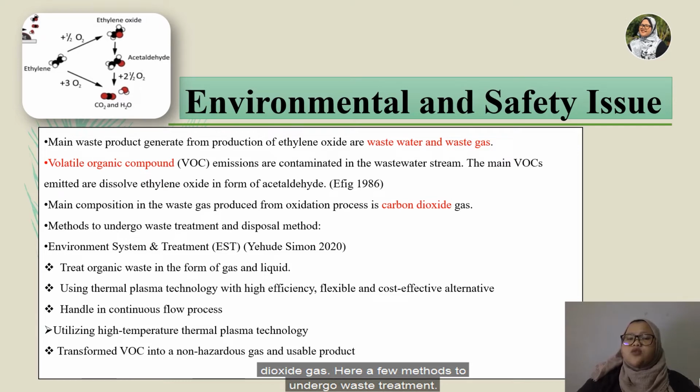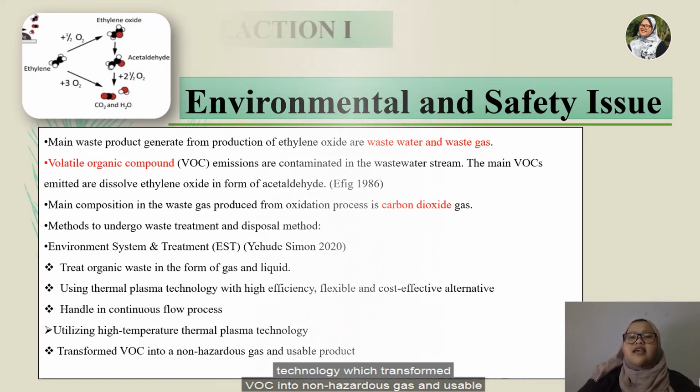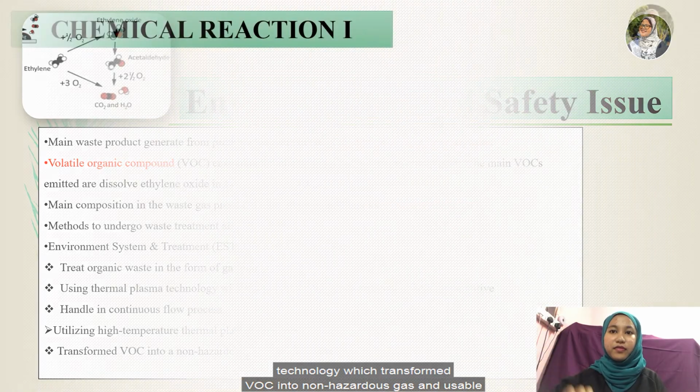Here are a few methods for waste treatment. First, environment system and treatment. They treat organic waste in the form of gas and liquid. Next, using thermal plasma technology with high efficiency, and it is handled in a continuous flow process. The other method is utilizing high temperature thermal plasma technology, which transforms VOC into non-hazardous gas and usable product.